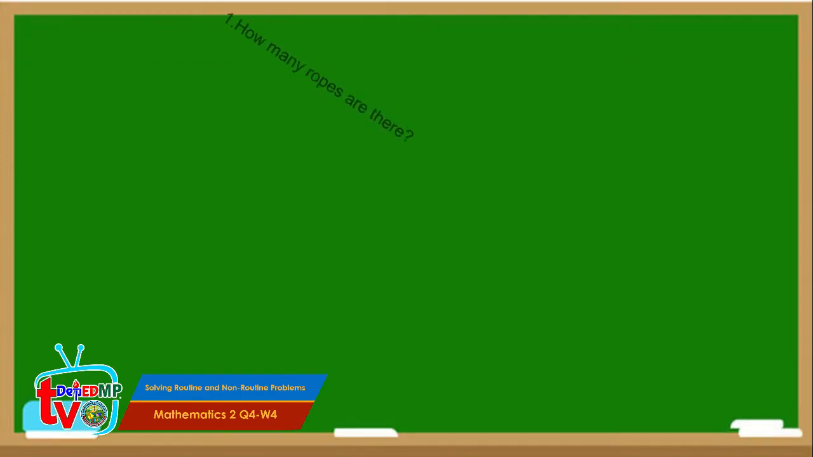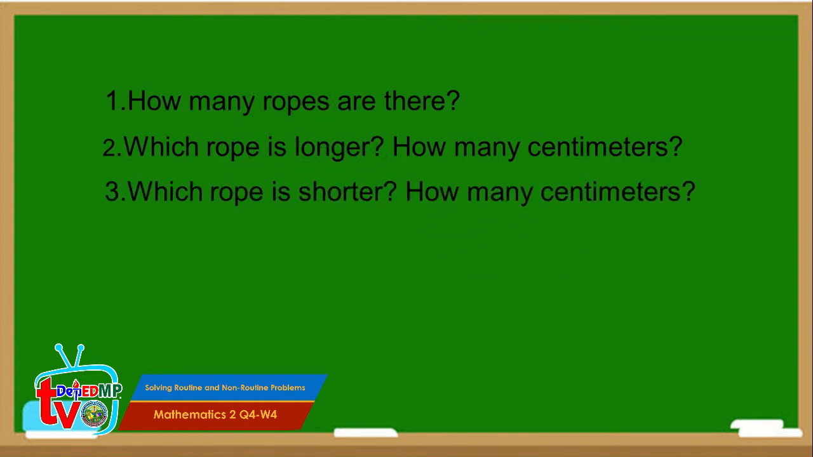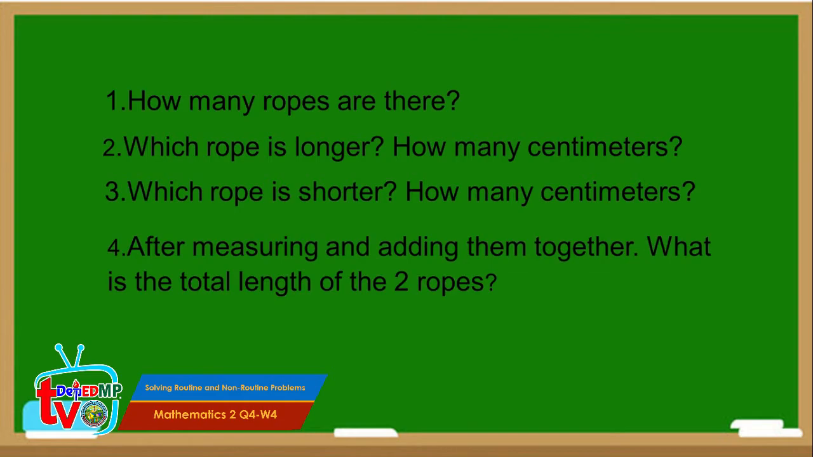Number 1 question. After measuring the two ropes, then answer this. Number 1, how many ropes are there? Number 2, which rope is longer? And how many centimeters? Number 3, which rope is shorter and how many centimeters? Number 4, after measuring and adding them together, what is the total length of the two ropes? At the count of 5, then we will see if your answers are correct.